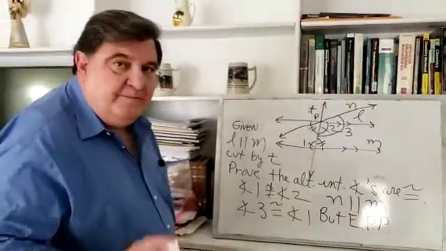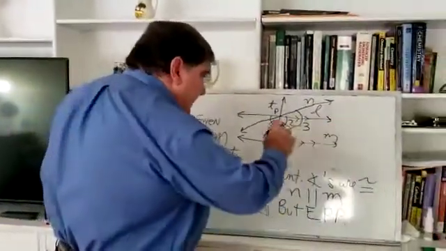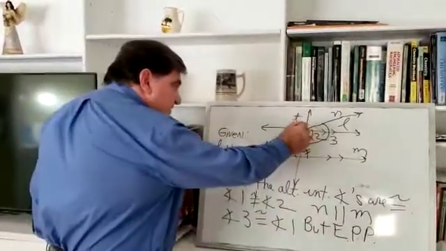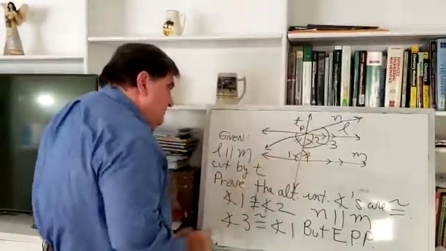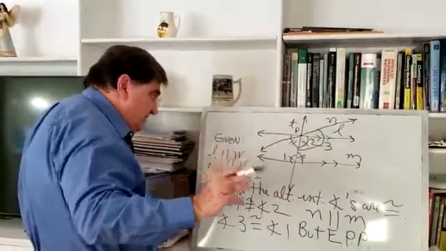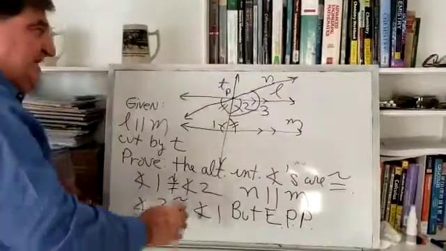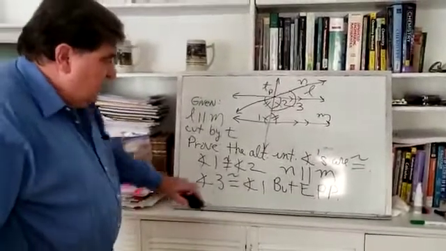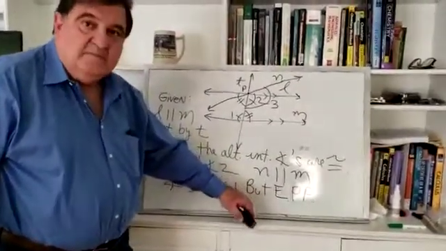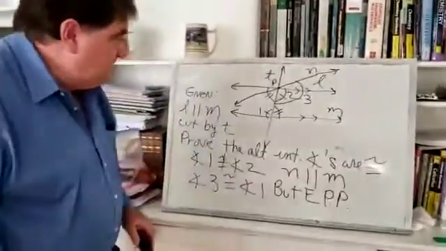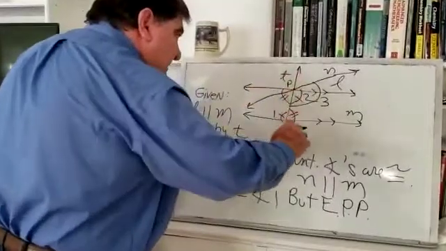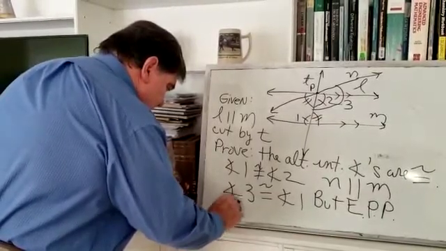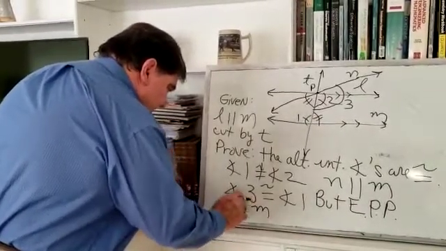The Euclidean parallel postulate states that if you have a line, we have line M, and there's a point P not on M, there's only one line passing through P that is parallel to M. Therefore, by the uniqueness of the Euclidean parallel postulate, line N cannot be parallel to M.